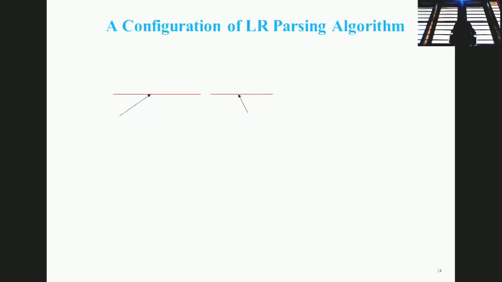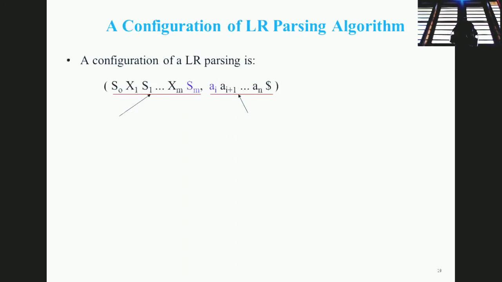Now, in this algorithm, the configuration of the LR parser will look like this. Initially, my stack consists of S0 followed by X1 followed by S1. Assume that this is my intermediate result, wherein the top of the stack is Sm. That is, after reading some input symbols, the configuration of the stack looks like this.